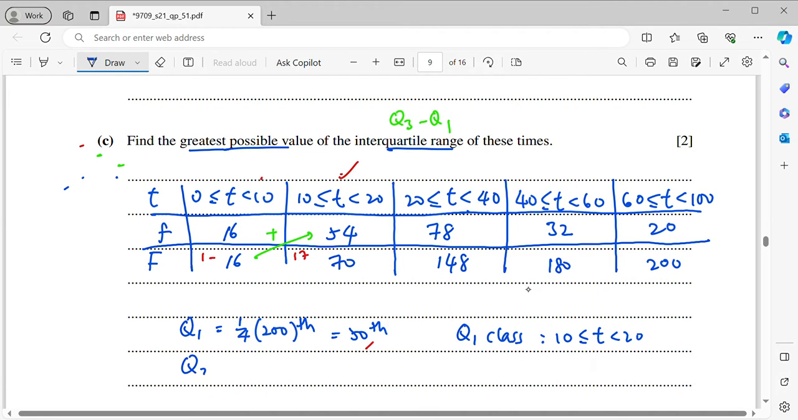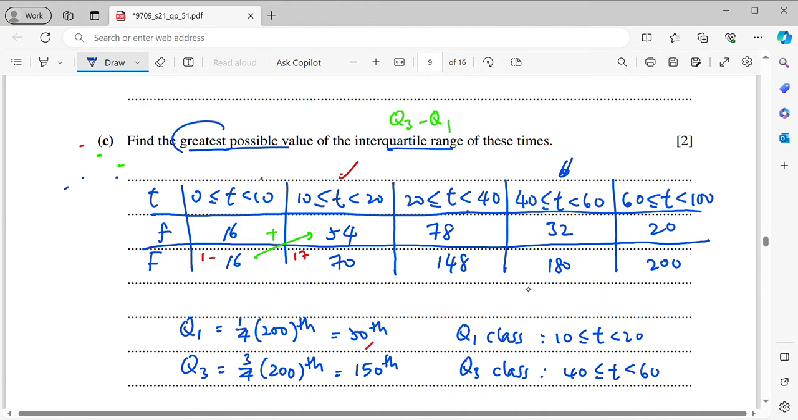So same goes to Q3. Q3 is 3/4 of total. That means this is going to be 150, the position, okay? So the Q3 class is going to be 150, means that it will be in the 40 to 60.